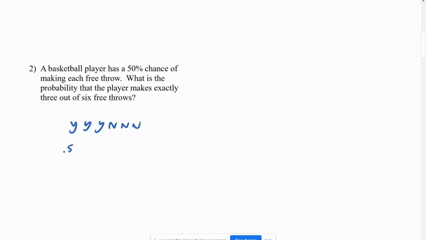50%, 50%, 50%, 50%. There's also a 50% chance that he misses this one, and misses this one. And so altogether, that turns out to be 0.5 to the sixth power, which is 0.015625. And that's with this one possible arrangement.